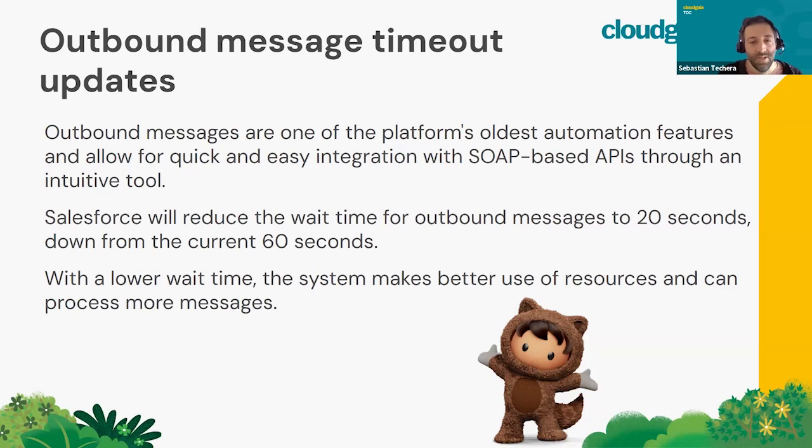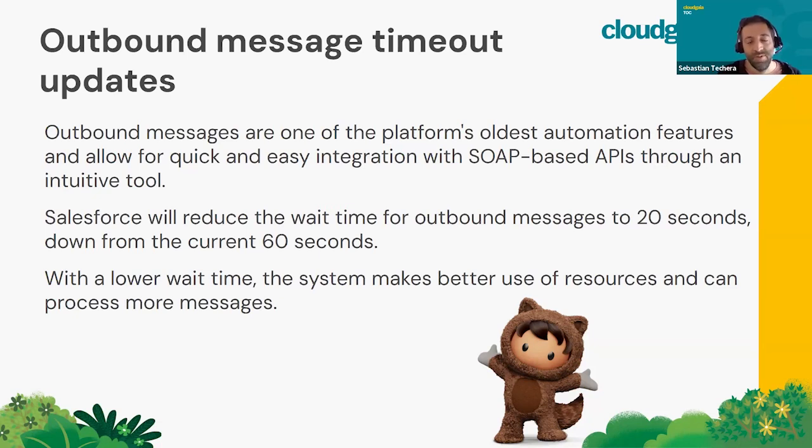Now with this release, Salesforce is reducing the wait time for outbound messages to 20 seconds, down from the current 60 seconds. Salesforce says the objective of this improvement is that with a lower wait time, the system makes better use of resources and can process more messages. This is the reason why Salesforce is reducing the time.